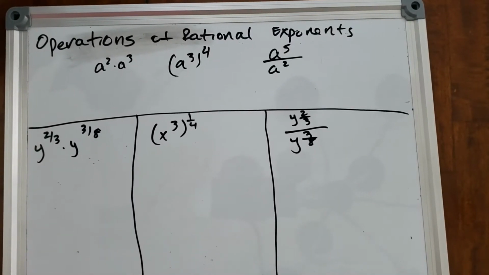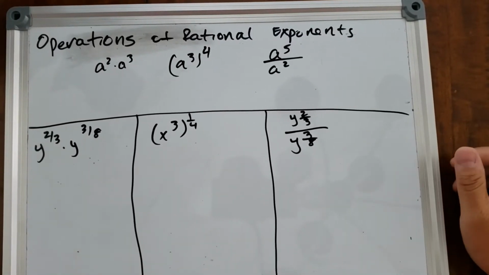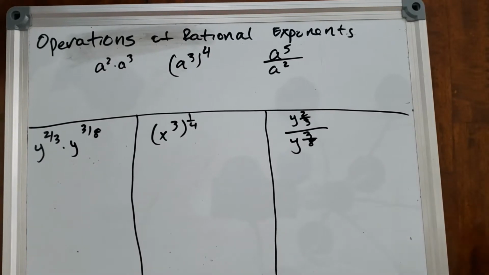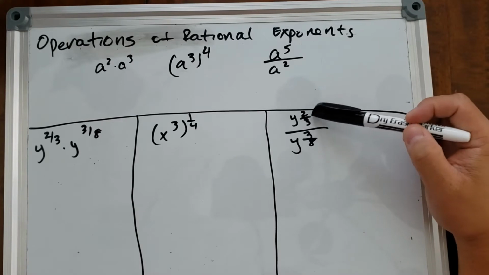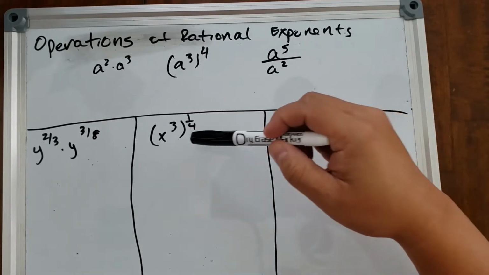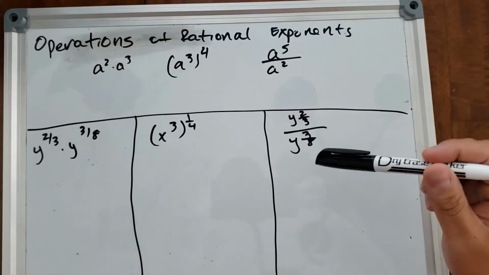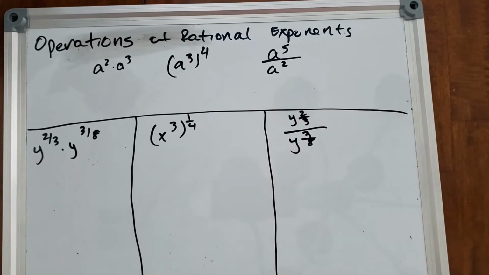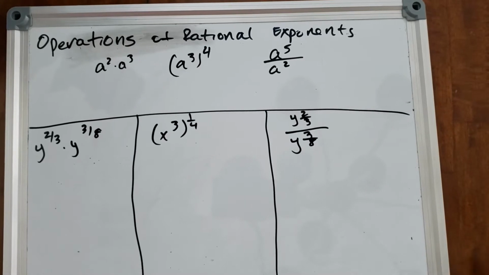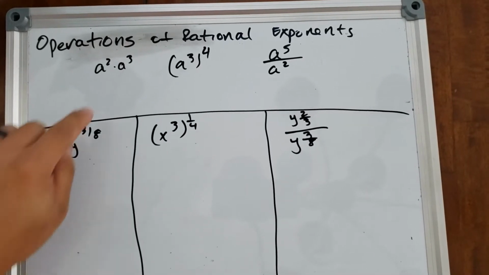Okay, so what we have for today is operations with rational exponents. So remember, a rational exponent is just an exponent that's a fraction, right? And now we're going to be doing operations with them: multiplying, dividing, and raising powers to powers. But before we do that, let's go over regular exponent rules with regular numbers.